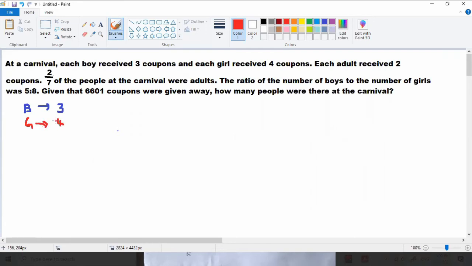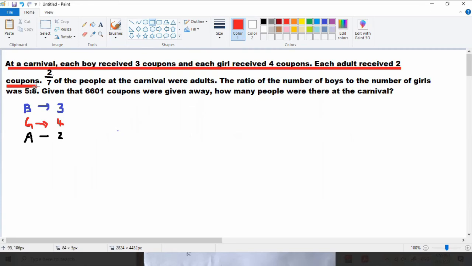Lisha, understand? Each adult will receive 2 coupons. Okay, everybody understand? So far? Okay, so there we go. Now I need to draw a box. I've done the first statement here. At the carnival, each boy received 3, each girl received 4, each adult 2.